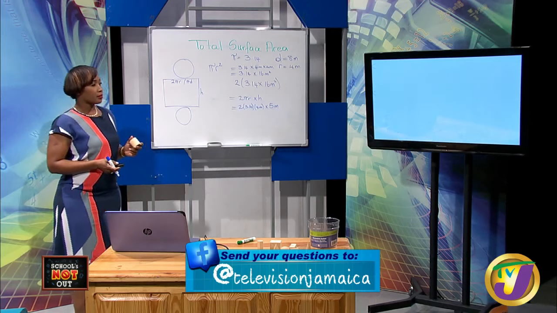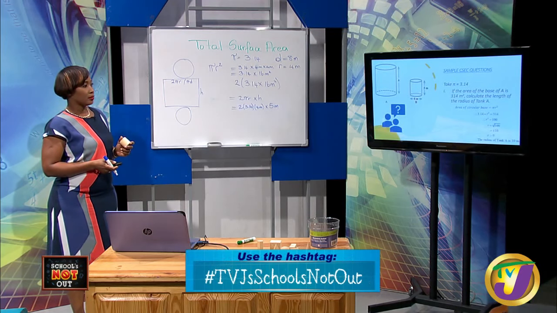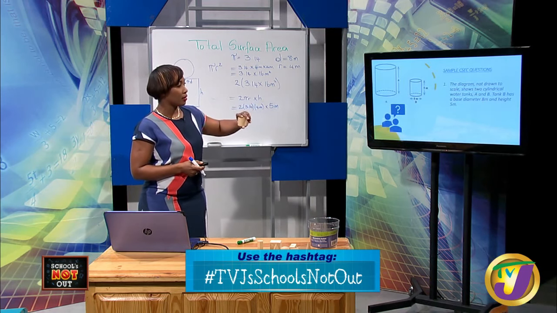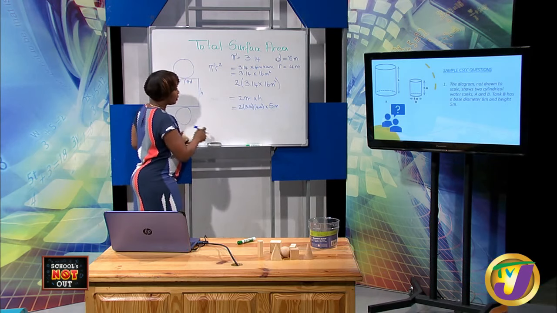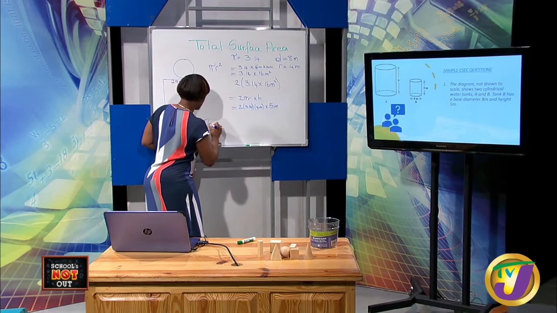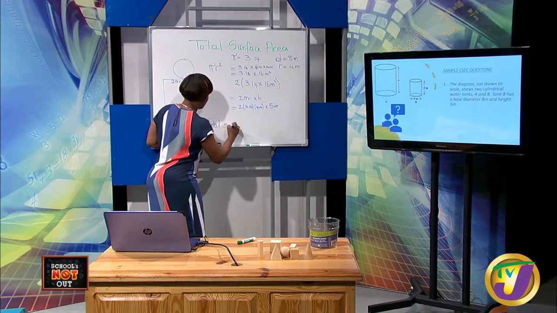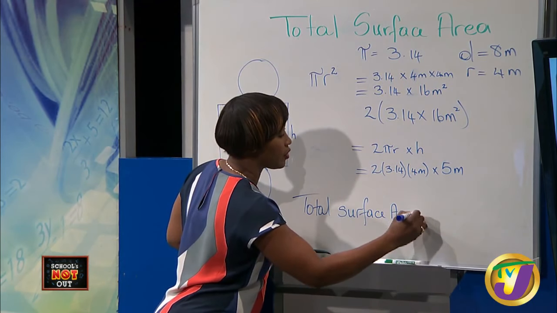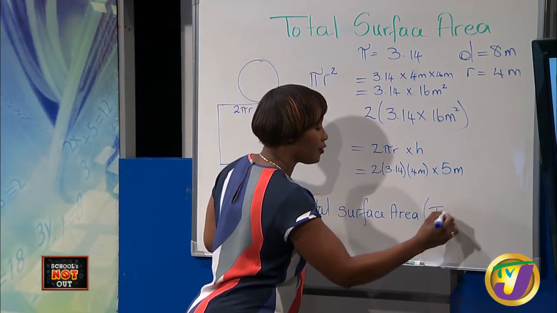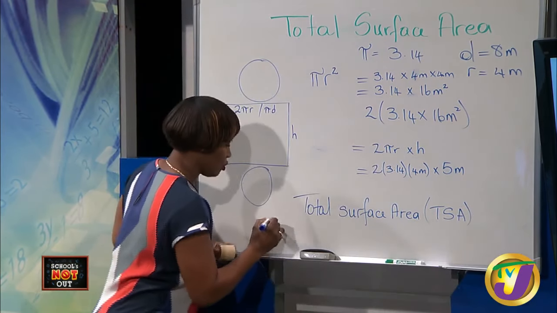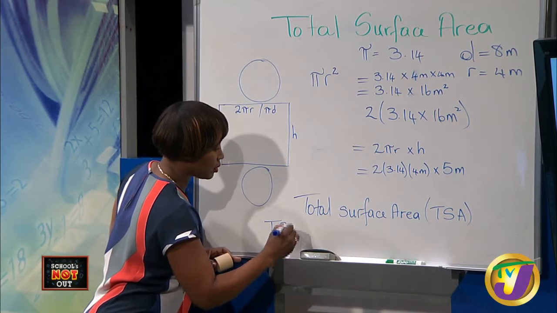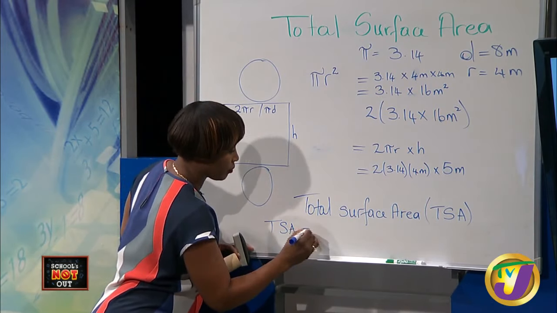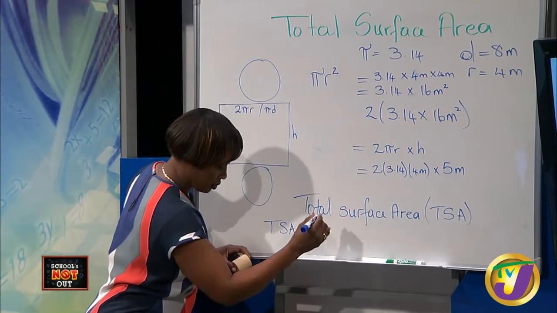So now let's look at it. That is if you are finding the area of the entire cylinder. And so let's write up what our total surface area is. There is a shorter way to write out total surface area, which I'm sure you guys are aware of. We tend to write TSA. So where TSA would equal whatever this works out to be, the value of this expression.